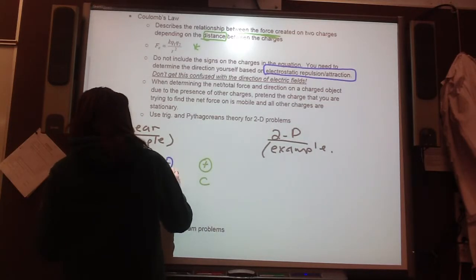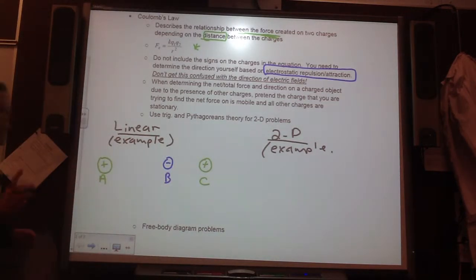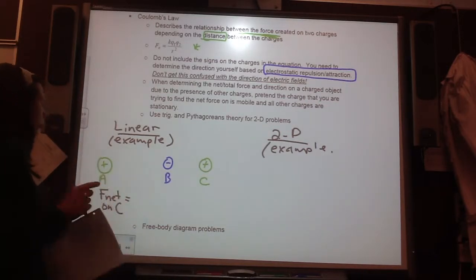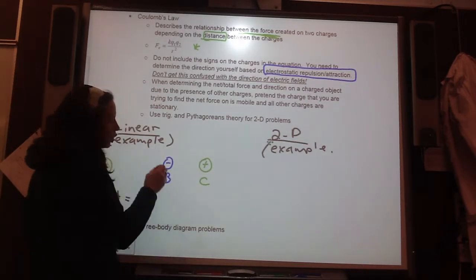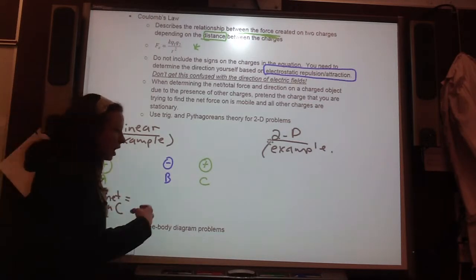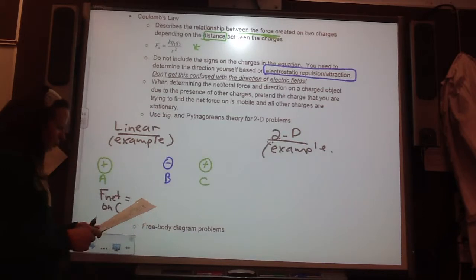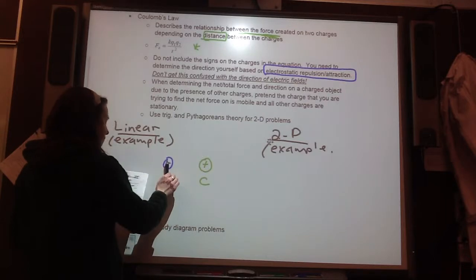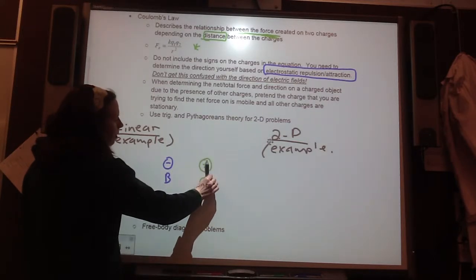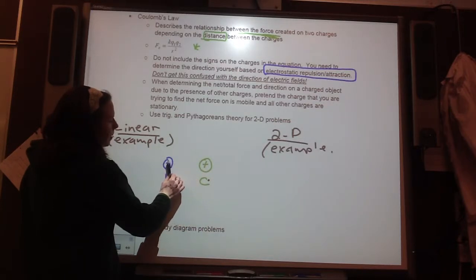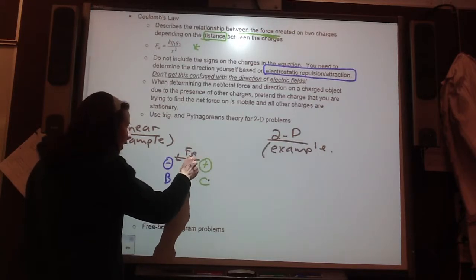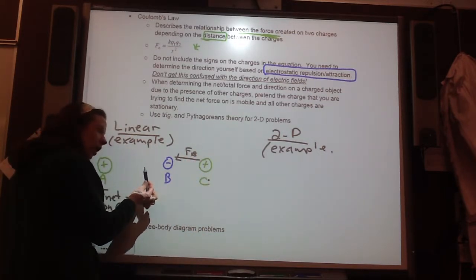And here's a charge B and it's negative. Say I'm trying to find the net force on C. So how would I do that? Well, first you need to determine which direction each force is coming from to label it either as negative or positive. So, say the force acting on C from B. Think about it. C is going to be pulled toward B, so the force from B on C is pulling it this way.